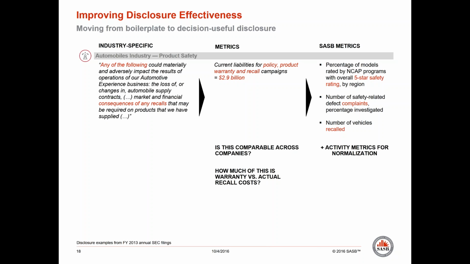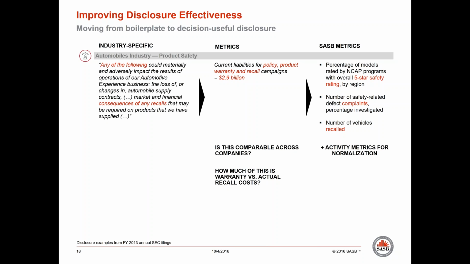Next, we have another disclosure from another company that actually identified how much their current liabilities for policy, product warranty, and recalls were for the year. And that was a $2.9 billion amount. However, it's really hard to compare, even when companies disclose this kind of information, what's actually included in this calculation, how much of this is warranty versus actual recall costs. Are companies doing this in a standardized manner? Are these comparable numbers?